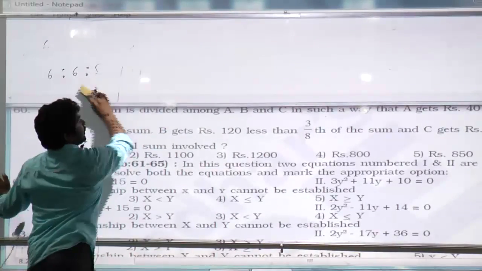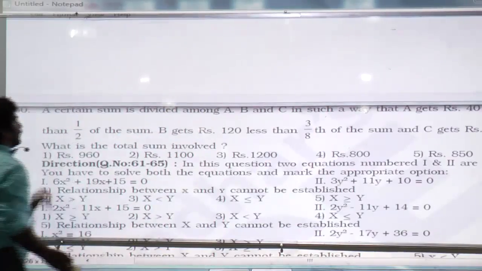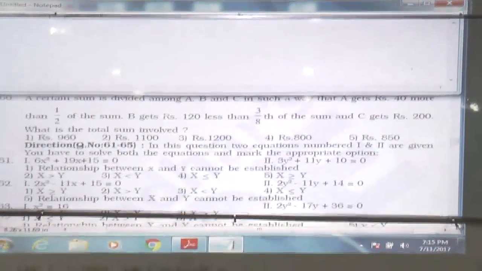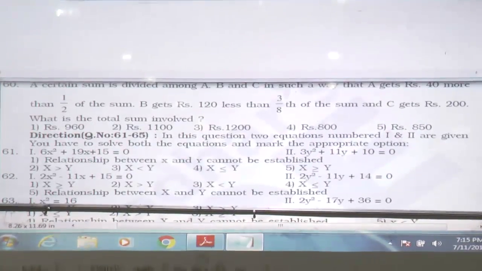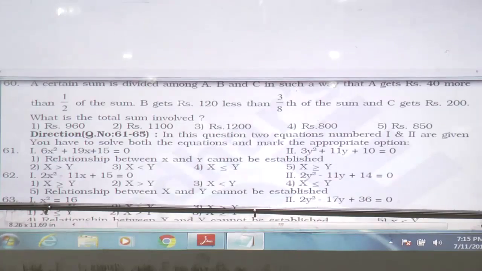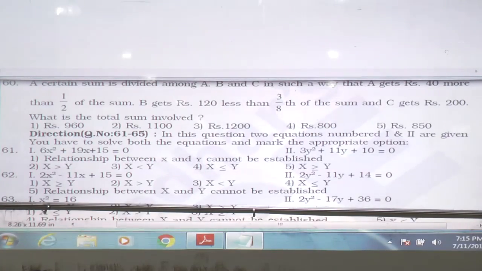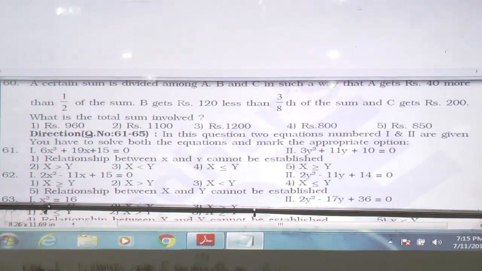A certain sum is divided among A, B, C in such a way that A gets 40 more than half of the sum, and B gets 120 less than 3/8 of the sum, and C gets 200. What is the total sum involved? Answer can be either the first option or the third option or the fourth option.